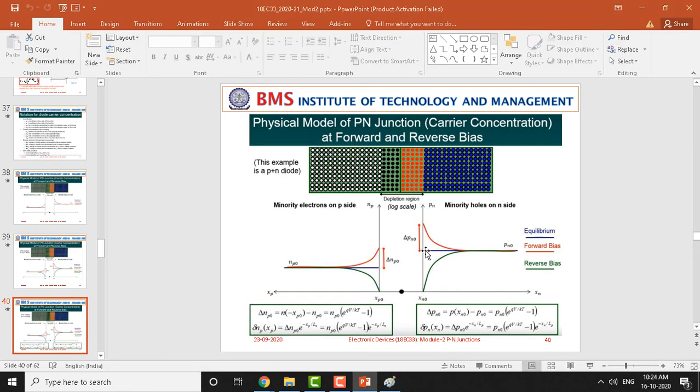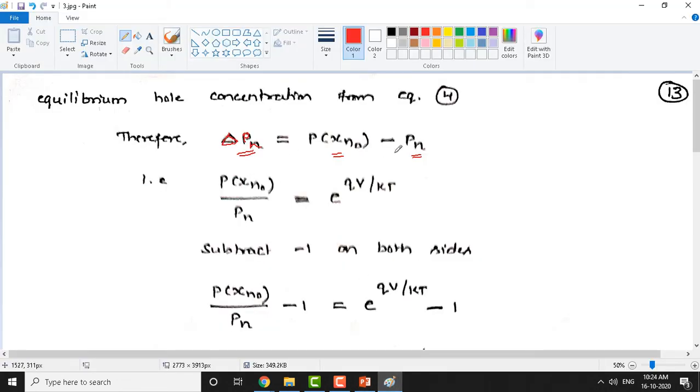Look at this graph, I am asking you to subtract this from this. So Pn naught minus Pn. So that's what we have done here. Now we can see how we obtain this subtraction. For that, I will consider the ratio which we already derived. The P of xn naught to Pn, this we already derived, which is equal to e to the power of qv by kt, and here you can subtract 1 from both the sides. If you do that, you get P of xn naught by Pn minus 1, which is equal to e to the power of qv by kt minus 1.